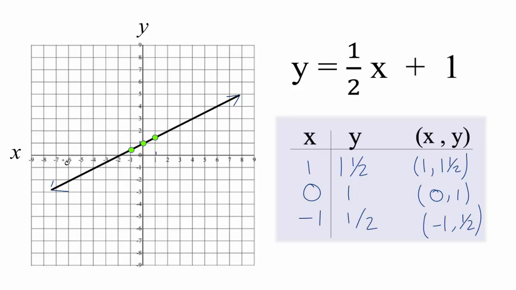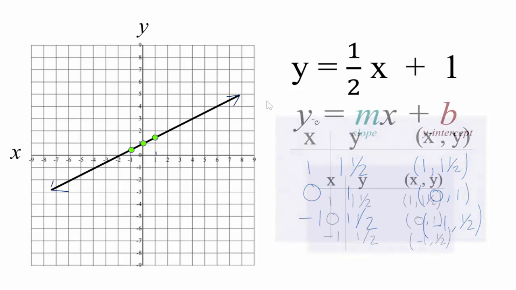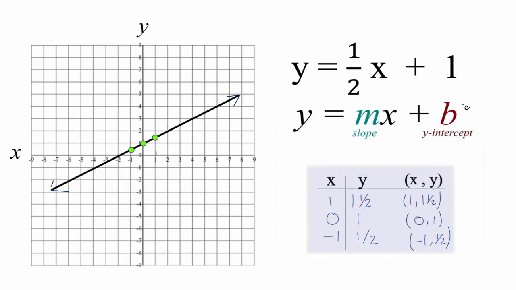Now we can check our work with the slope-intercept formula. So we have y equals mx plus b. b is the y-intercept, that's 1. So the line should intercept the y-axis at 1, and we go up right there, 1. So we're good with that.